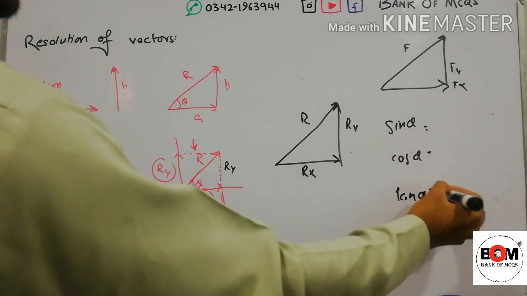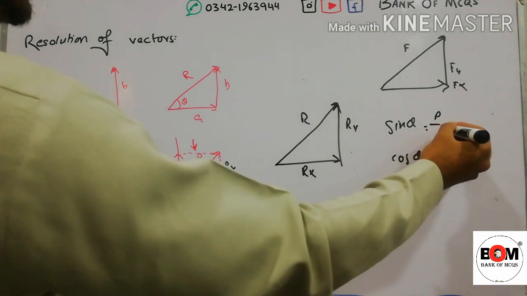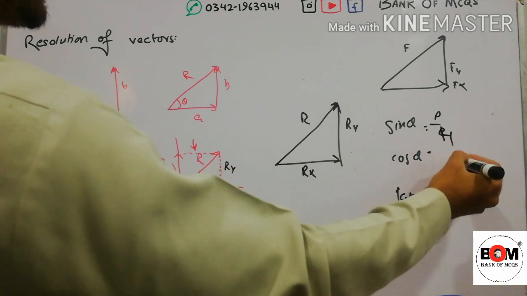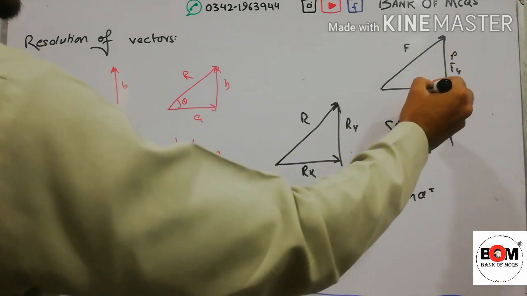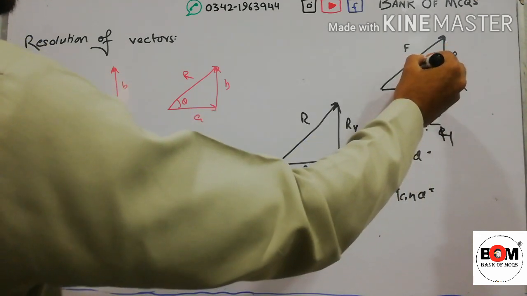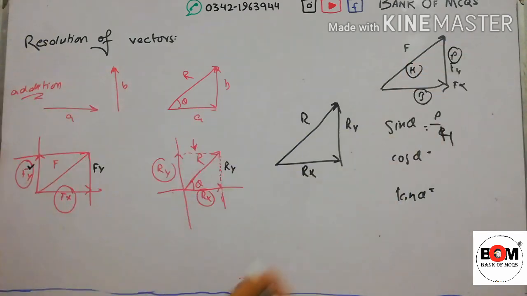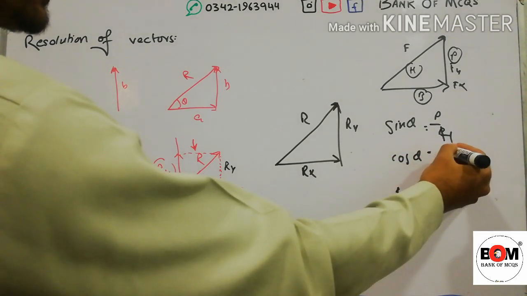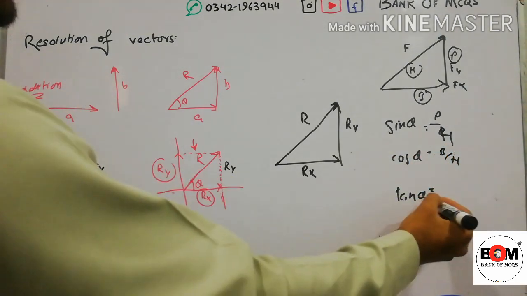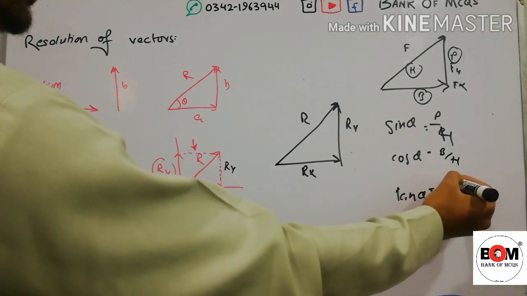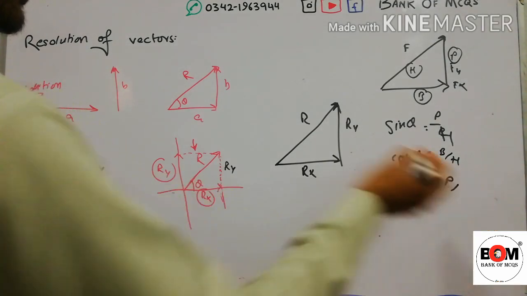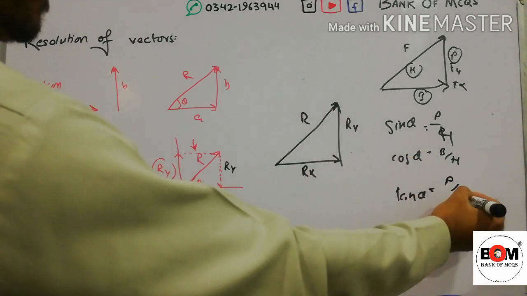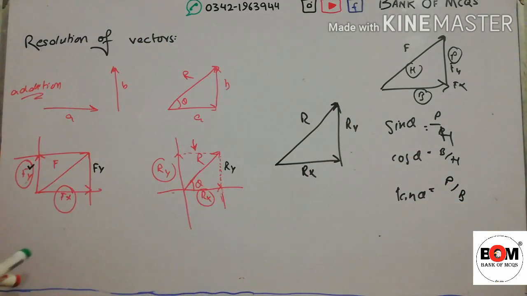We know that sin theta is equal to perpendicular divided by hypotenuse. This is perpendicular, this is base, this is hypotenuse. So sin theta is equal to perpendicular divided by hypotenuse, cos theta is equal to base divided by hypotenuse, and tangent theta is equal to perpendicular divided by base.